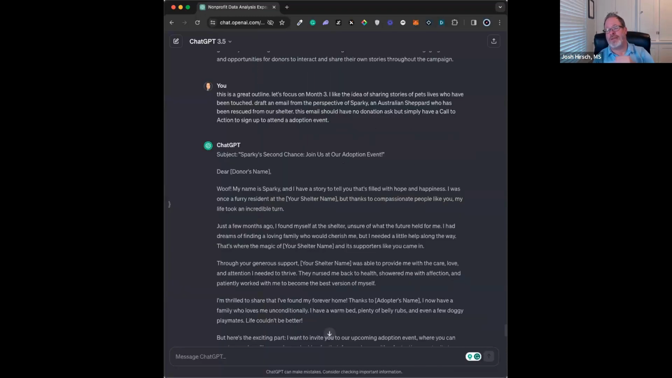Data privacy. Okay, that is a good point. I know there was concern about data privacy, but within the tool itself, you can opt out of having the tool be trained on your data.